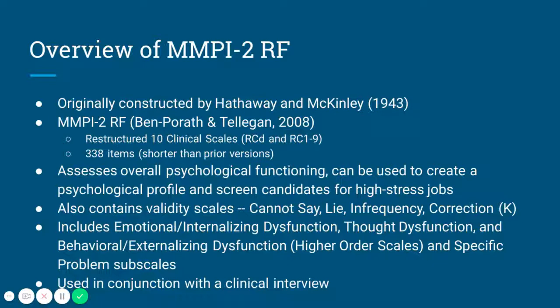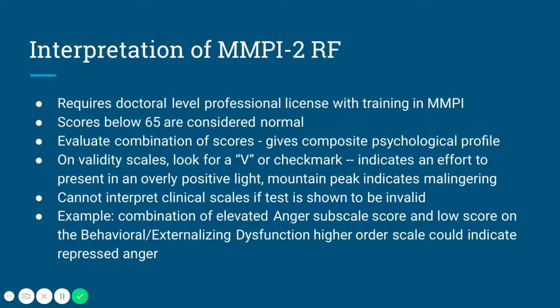It also includes higher order scales, such as emotional and internalizing dysfunction, thought dysfunction, and behavioral or externalizing dysfunction. And it also has specific problem subscales. This is supposed to be used in conjunction with a clinical interview. The interpretation of the MMPI-2 restructured form requires doctoral level professional licensure with training in the MMPI. Scores below 65 are considered normal. You evaluate a combination of scores, and so it gives a composite psychological profile.